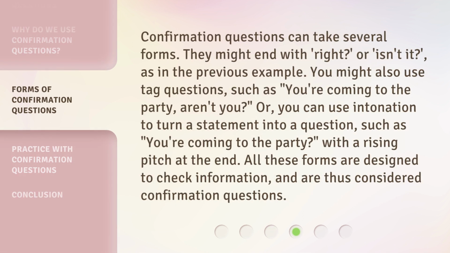Confirmation questions can take several forms. They might end with "right?" or "isn't it?" as in the previous example. You might also use tag questions, such as, "You're coming to the party, aren't you?" Or, you can use intonation to turn a statement into a question, such as, "You're coming to the party," with a rising pitch at the end. All these forms are designed to check information, and are thus considered confirmation questions.